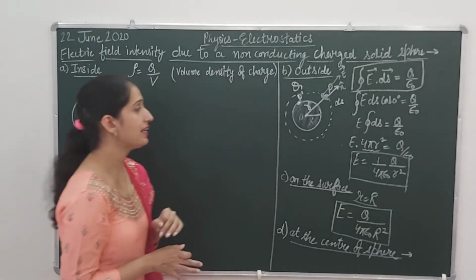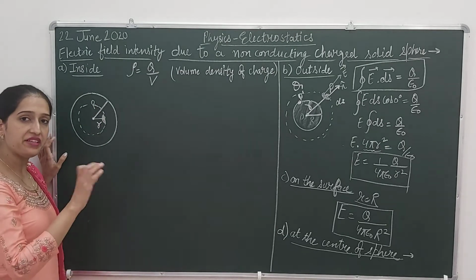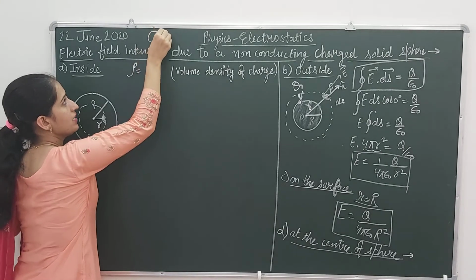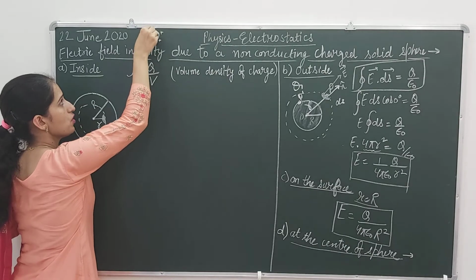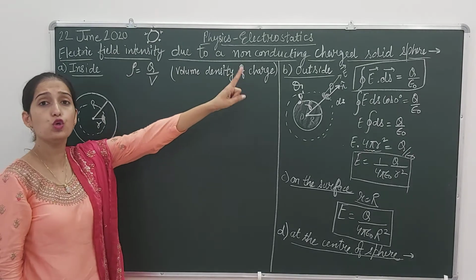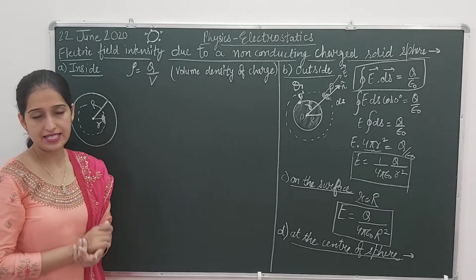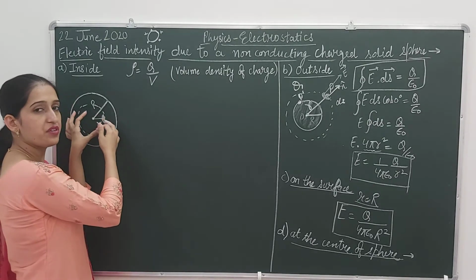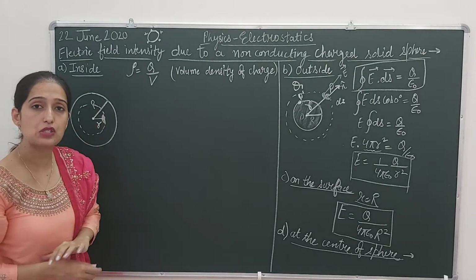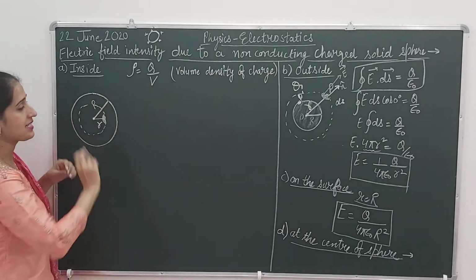Now I want to calculate the electric field intensity inside the sphere. In the previous case, when we had a shell only, the charge was uniformly distributed on the surface of the shell, so inside no charge was there. E dot dS is equal to Q by epsilon naught. If Q is 0, that means flux is 0, and the electric field intensity is 0. But in the solid sphere, we are saying it is a charged solid sphere, so inside it charge is also there. Now we want to find the electric field intensity inside the sphere.